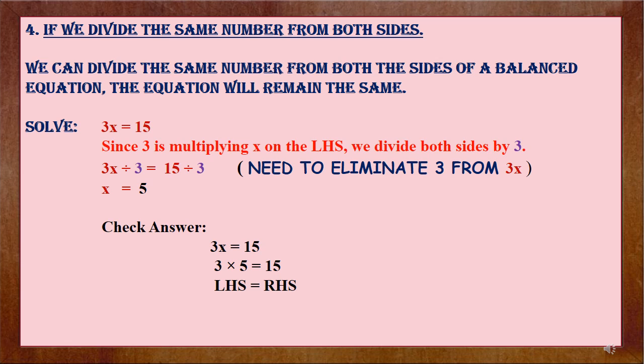Hence the equation becomes 3x divided by 3 equals 15 divided by 3. We know 3x divided by 3 equals x. Thus we get x is equal to 15 divided by 3. 15 divided by 3 is 5. Therefore, x is equal to 5.